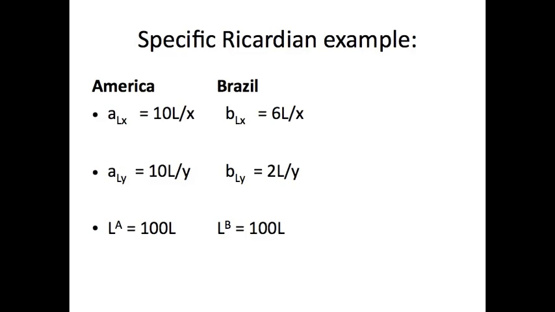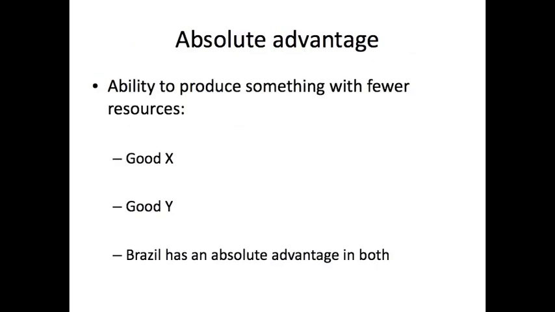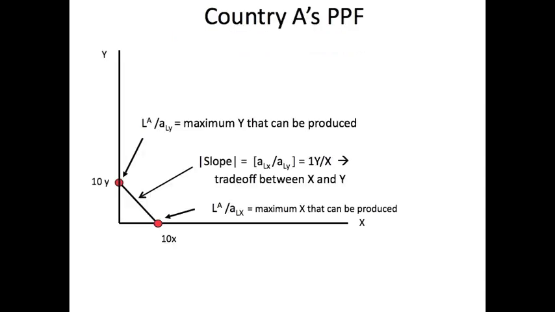Brazil takes 6 workers to produce an X, only 2 workers to produce a Y. Note that by assumption, the total amount of labor available in the two economies is equal. So in this particular example, Brazil has the absolute advantage in goods X and Y. It takes fewer resources, less labor, to produce both X and Y in Brazil. America will still have a comparative advantage in one of the goods.